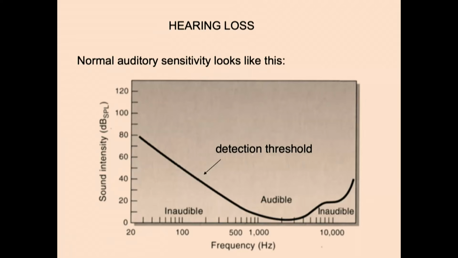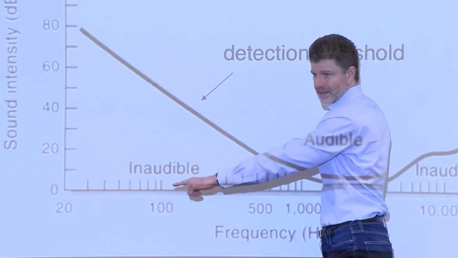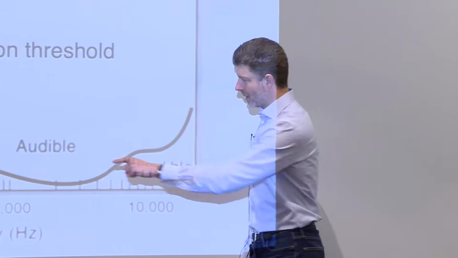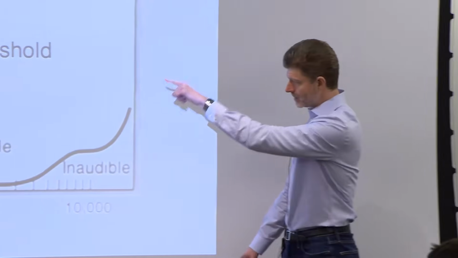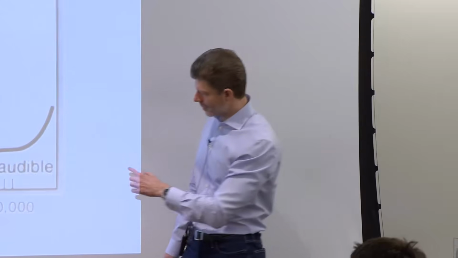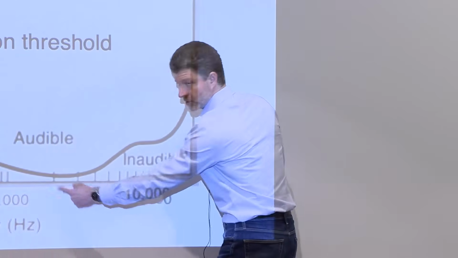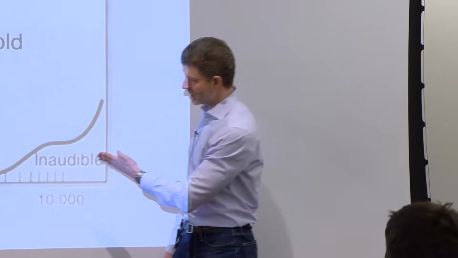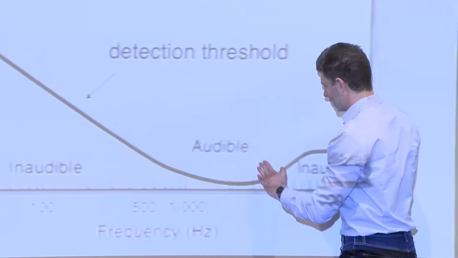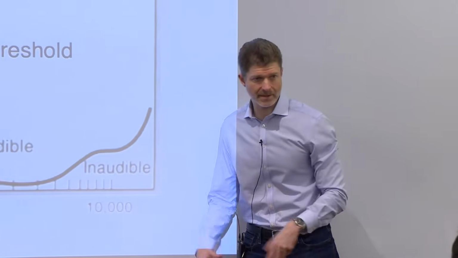Okay, let's start talking about hearing loss. This is a graph that shows normal auditory sensitivity. This is plotting detection thresholds, expressed as the sound intensity that you can just barely detect, as a function of frequency. So it has this U shape. You're most sensitive typically around 2 or 3 kilohertz, and when frequencies get lower, you become less sensitive, and when they become higher, you're less sensitive. This is just what somebody with normal hearing looks like.